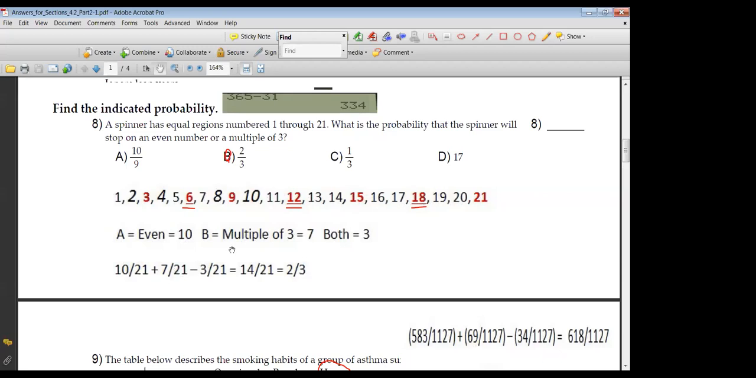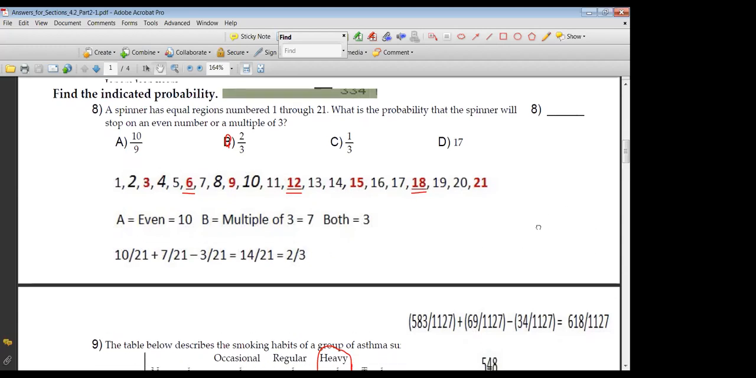But now there's a double count. 6 was an even number and it was a multiple of 3. 12 was an even number and a multiple of 3. 18 was an even number and a multiple of 3. I don't want to double count. I've already counted them once as even, so I don't want to count them again as multiples of 3. So I took the probability of an even, added the probability of a multiple of 3, and subtracted the double count, the numbers that were both even and multiples of 3. That left me 14 over 21, and in lowest terms, that's 2/3.